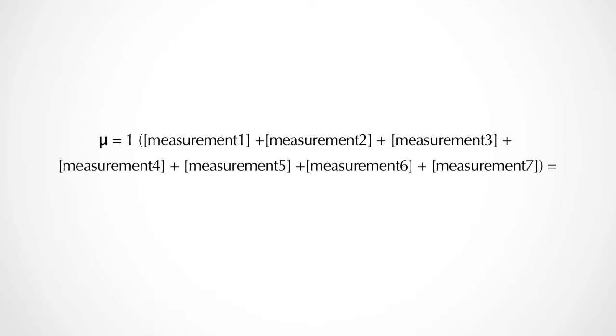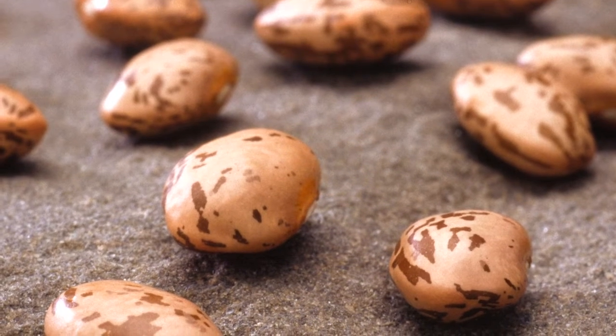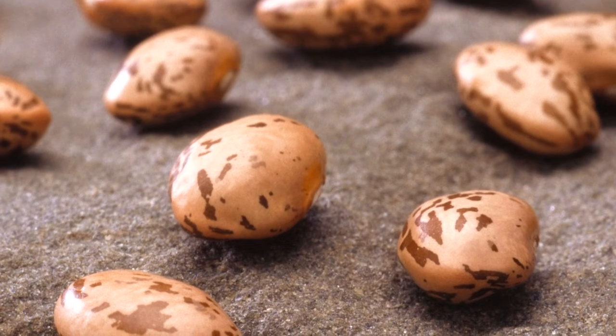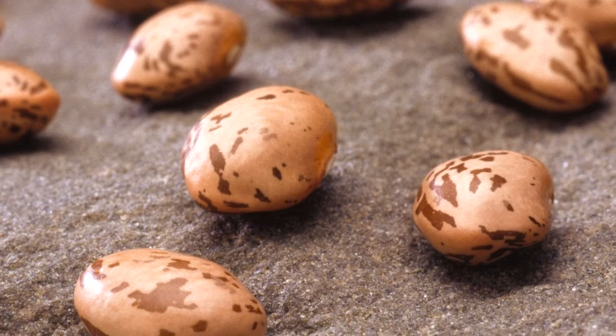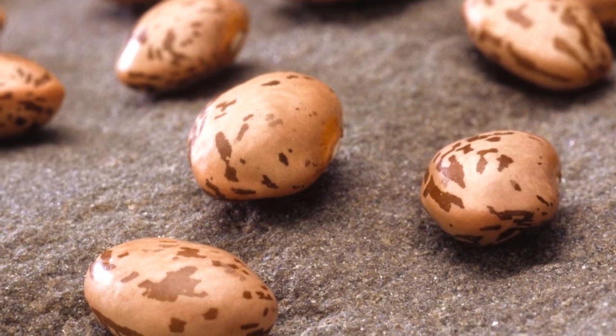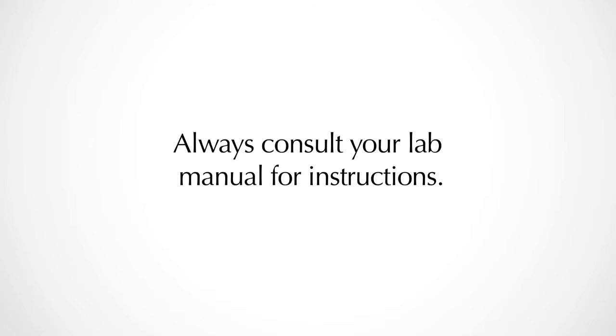Putting in the 7 individual measurements, we next want to know how wide the scatter is in values. Are most pinto beans within 1/10 of a gram or within 10 grams of the mean value? To find this out, we will calculate the spread, or the standard deviation. Consult your lab manual for instructions in making these calculations.